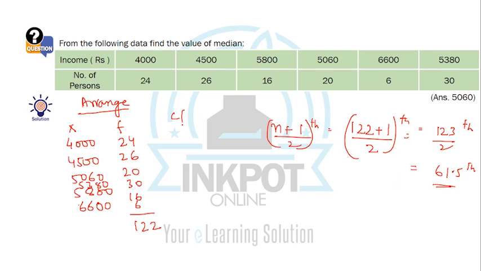We are going to take the cumulative. So 24, 50, 70, 100, 116 and 122. So 61.5 is going to lie near to 70. We are always going to take the higher side. So the corresponding value is 5060, and therefore that is your median. Okay.